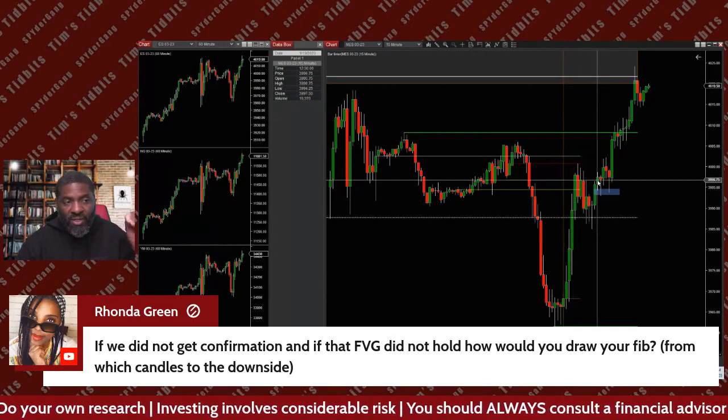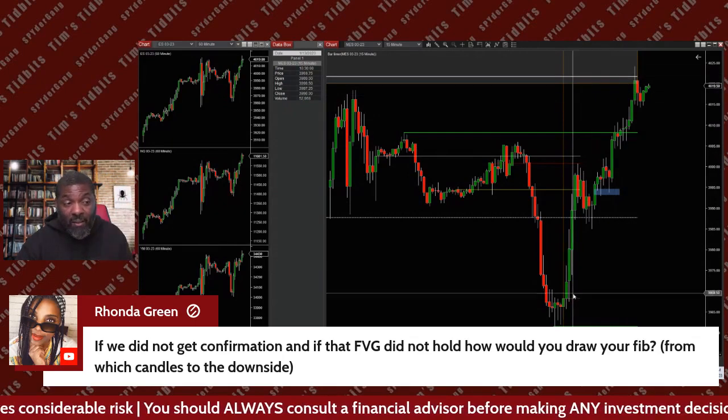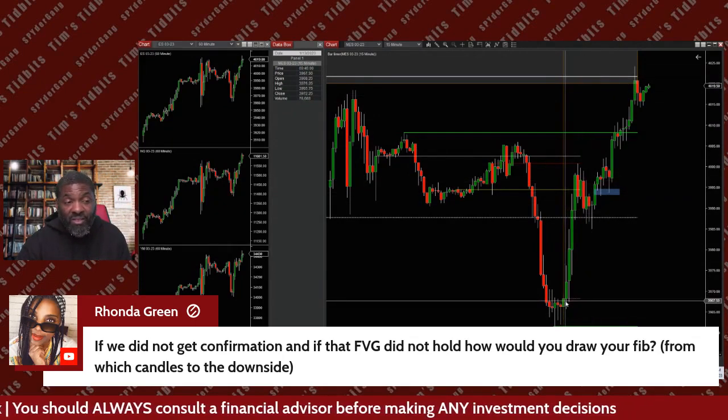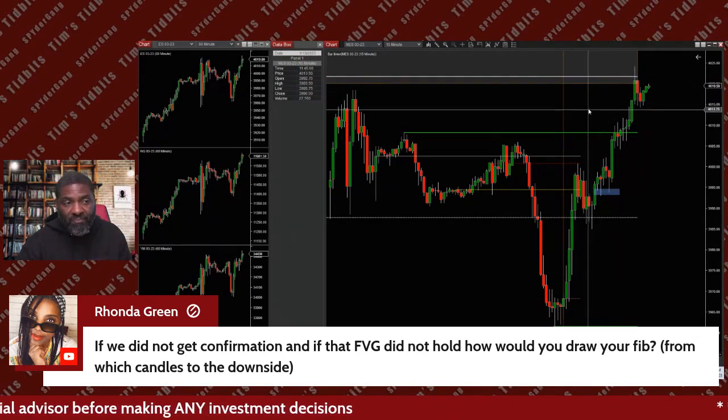Take your fib, run your fib. Price can potentially come back up to these highs based off of where I just ran this fib, right? So this is a potential target for me, right?